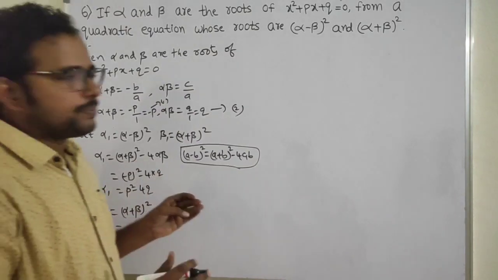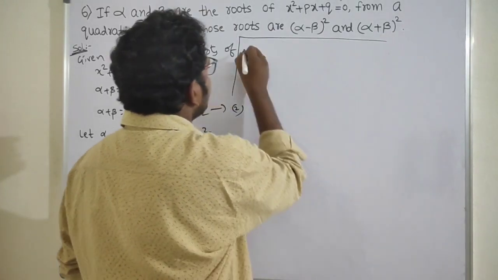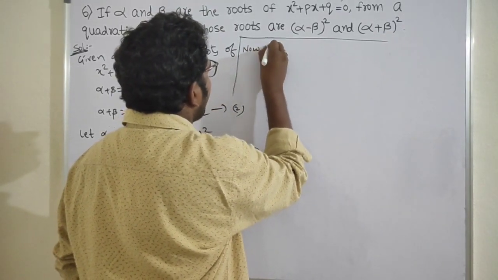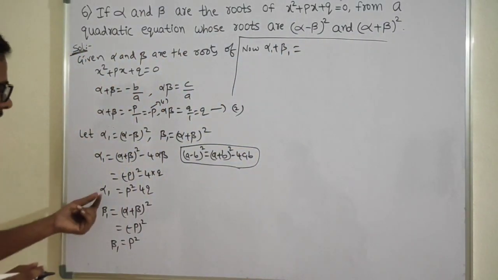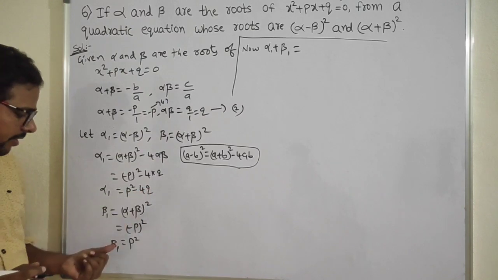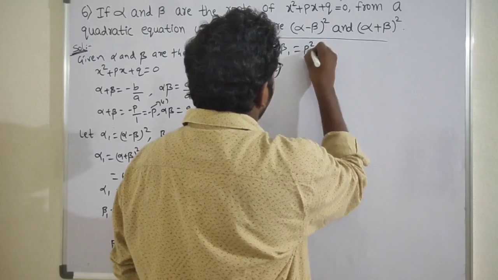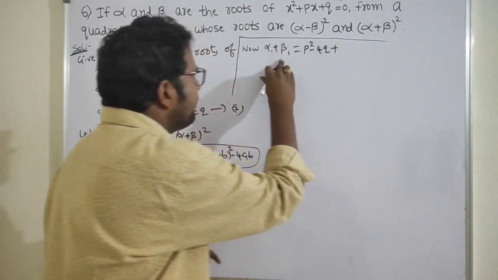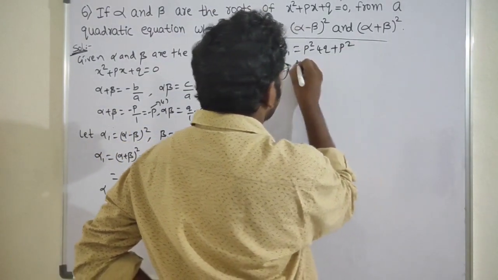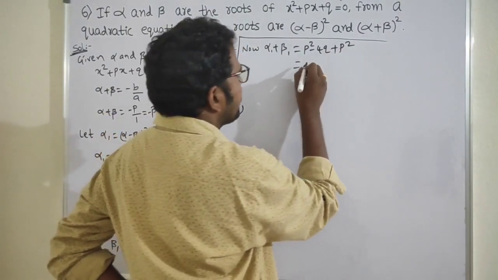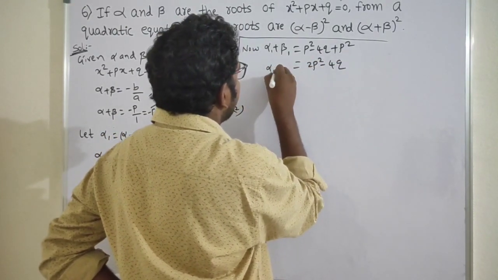Now find alpha 1 plus beta 1, the sum of the roots. Alpha 1 plus beta 1 is equals to alpha 1 value p square minus 4q plus beta 1 value p square. P square plus p square is 2p square. So 2p square minus 4q. This is alpha 1 plus beta 1.